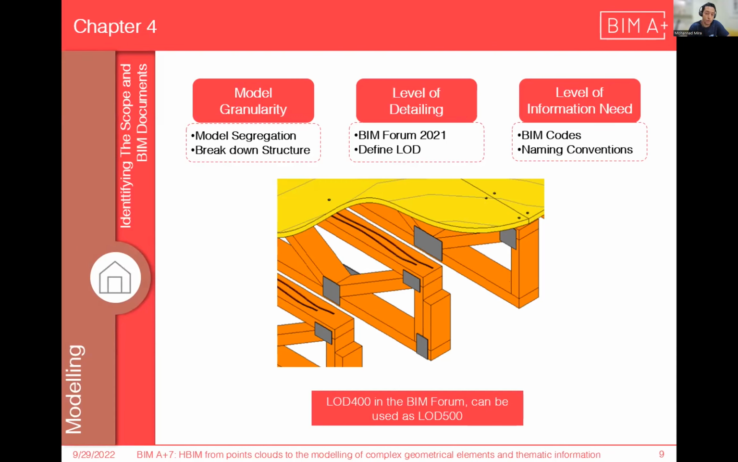Second, we needed to identify the level of detailing. Of course, this is an existing building, so you need to have LOD 500 according to the BIM Forum 2021, which is the latest so far. But we all know that there is no such thing as LOD 500, so the one before it is LOD 400, which is done for as-built. But as-built is similar to existing in this case. So I used LOD 400 for the level of detailing.